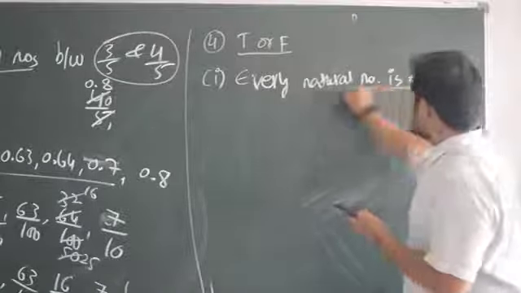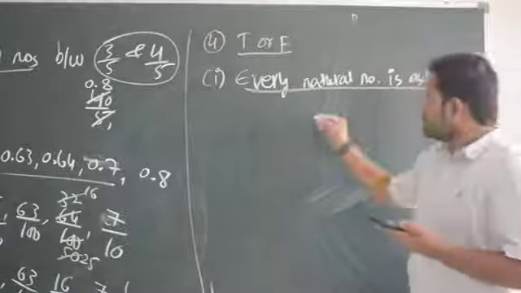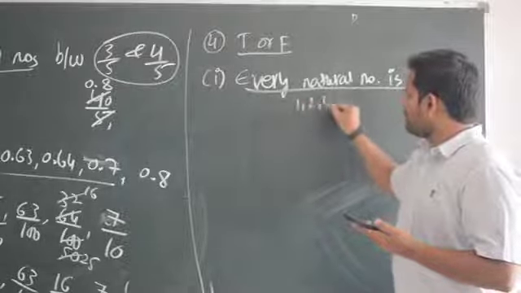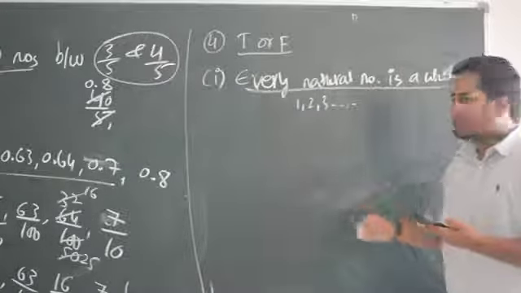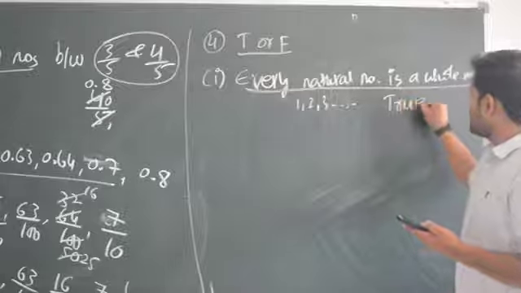You take any natural number. Is it a whole number? Yes. What are natural numbers? 1, 2, 3, like that. Are they whole numbers? Yes. So that's why it is a true statement.